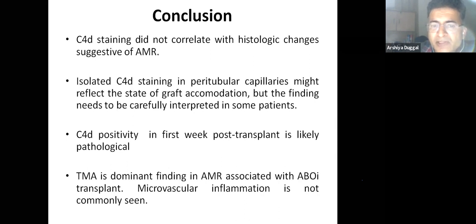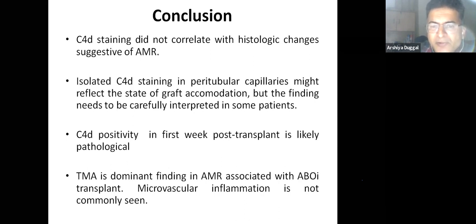So C4D positivity in the first week post-transplant is likely pathological. I'm not saying 100%, but if your histomorphology also supports that this could be acute AMR, then this positivity could be likely pathological. And we have to remember that TMA is a dominant finding in AMR associated with ABO-incompatible transplant, and microvascular inflammation is not commonly seen. In the biopsies of AMR in an ABO incompatible setting that we have seen, microvascular inflammation is never a dominant finding.